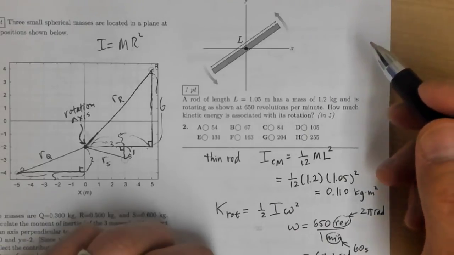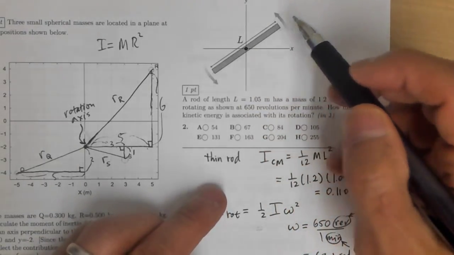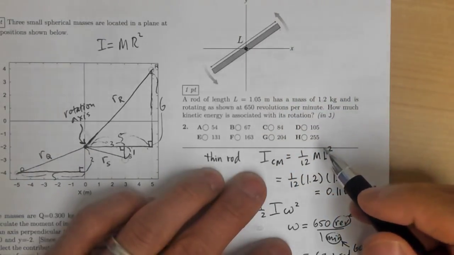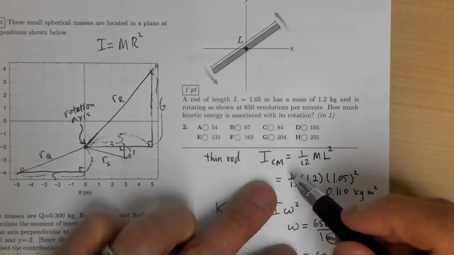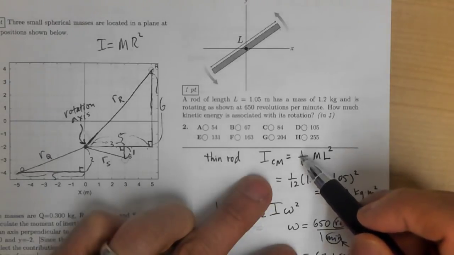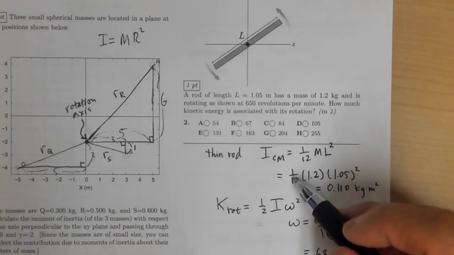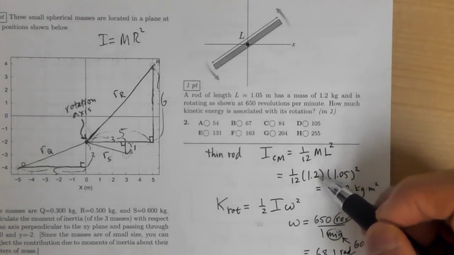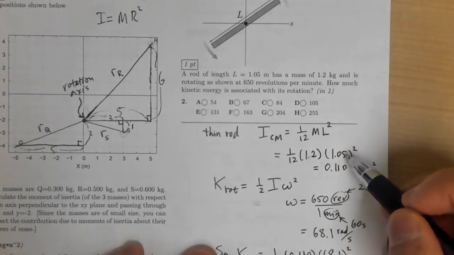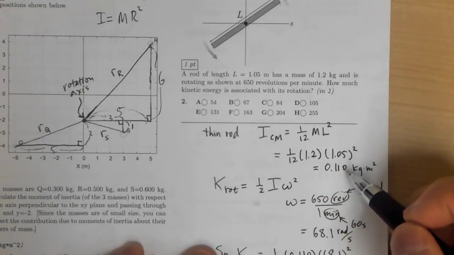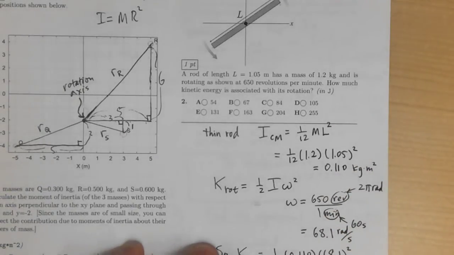Okay, so let's take a look at the rod first. We know we're going to need the moment of inertia about the center of the rod. And so that's 1/12 ml squared. That's on your equation sheet. So we have 1/12 times 1.2 times the length 1.05 squared, and then, multiplying these together, I get 0.110 kilogram meter squared.